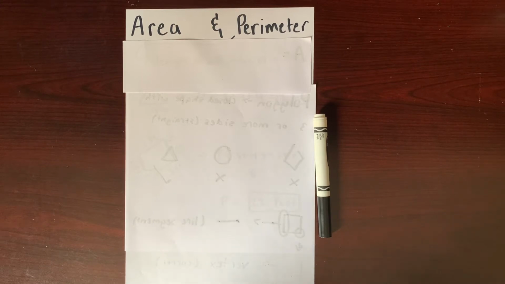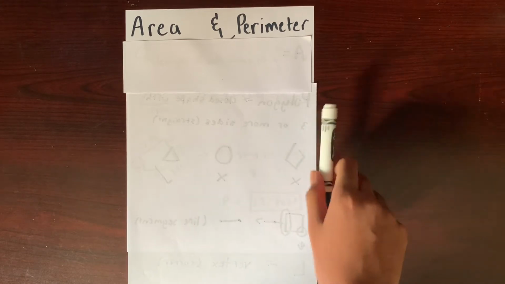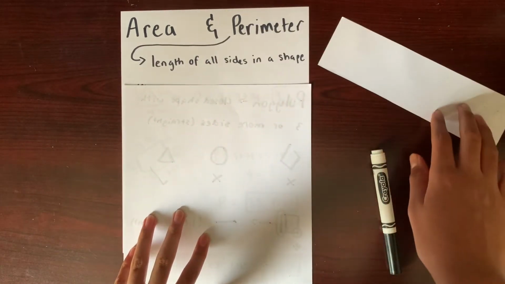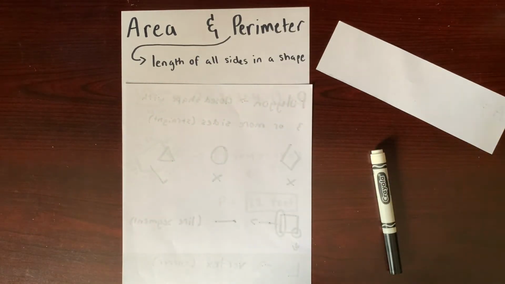Today we'll be exploring geometry, or the study of shapes. First, I want to introduce you to two concepts if you haven't already heard of them: area and perimeter. Perimeter is the length of all the sides in a shape. You can think of it as having a field, and if you were to put a fence around the field, the perimeter would be the total length of the fencing. You can find the perimeter just by adding up the lengths of all the sides of the shape.